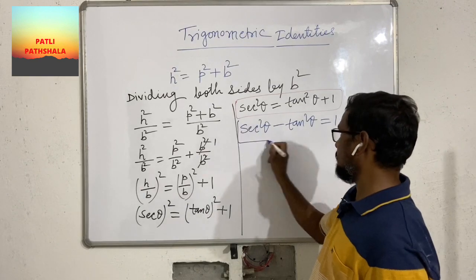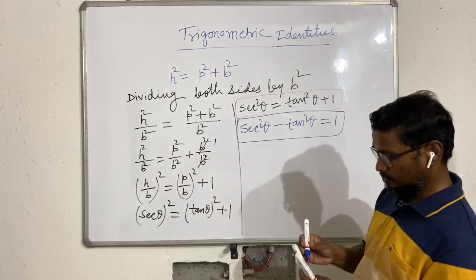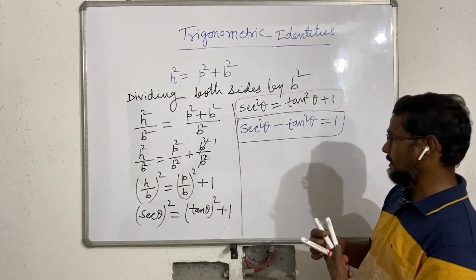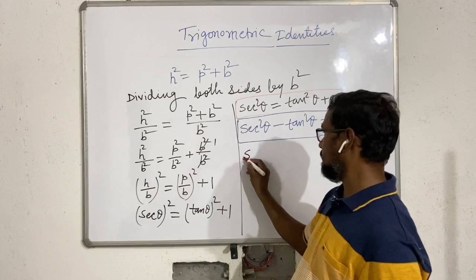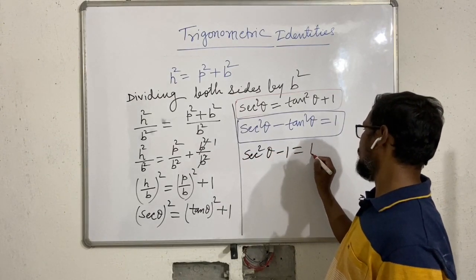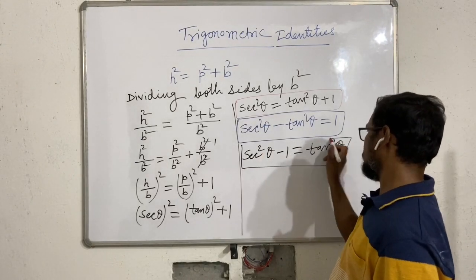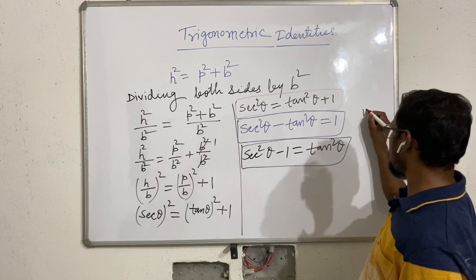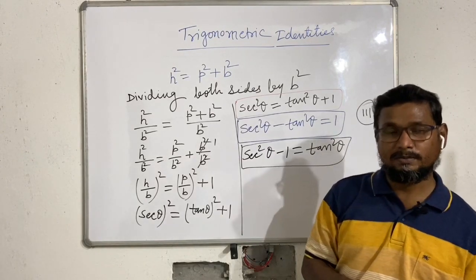This is another relation, and after transposing 1, we will get another set of relations. If we take this one this side, it will be sec square theta minus 1 is equal to tan square theta. So this is the next relation. This is the third set of relations. So here we got 3 sets of trigonometrical identities.